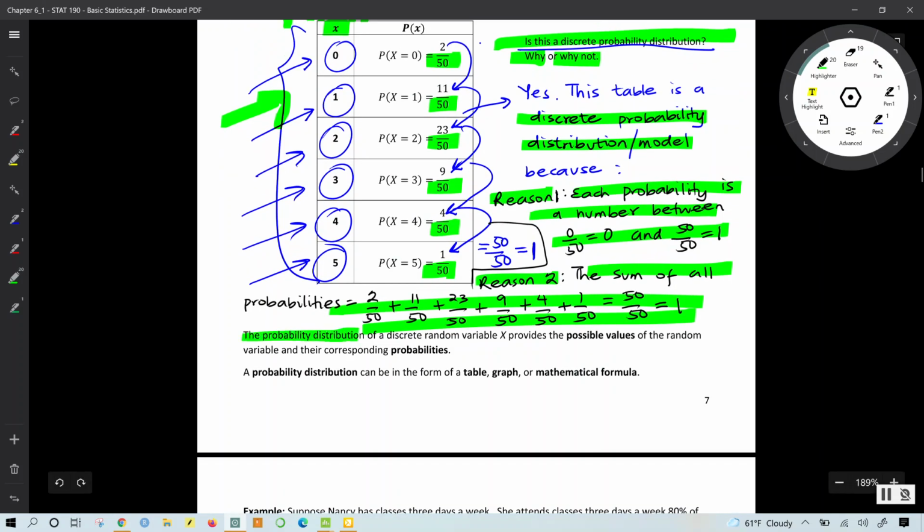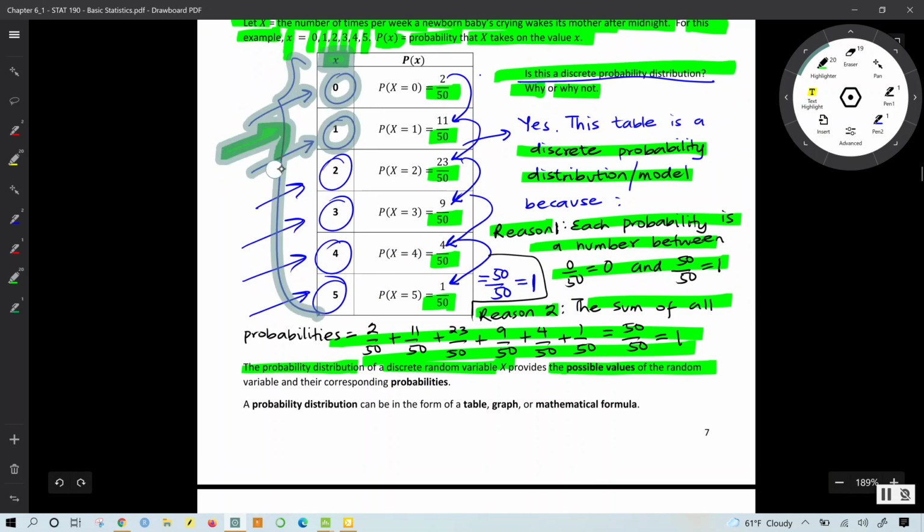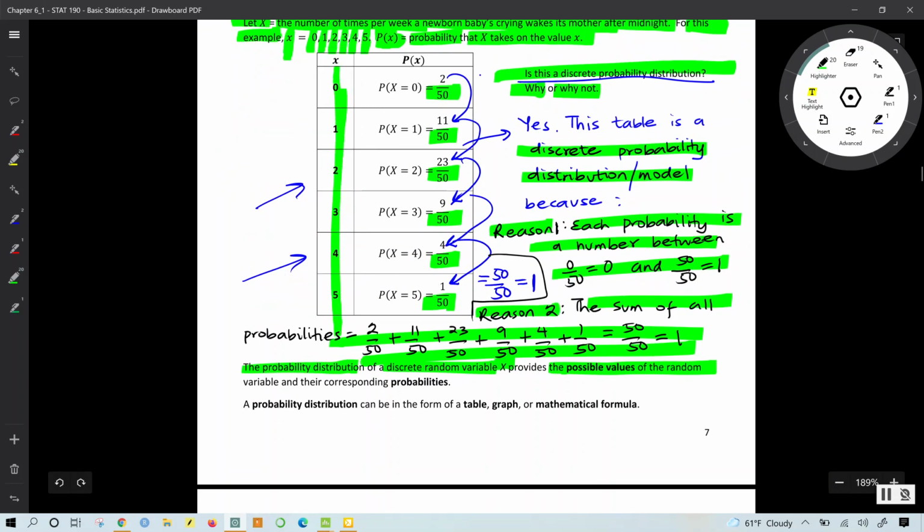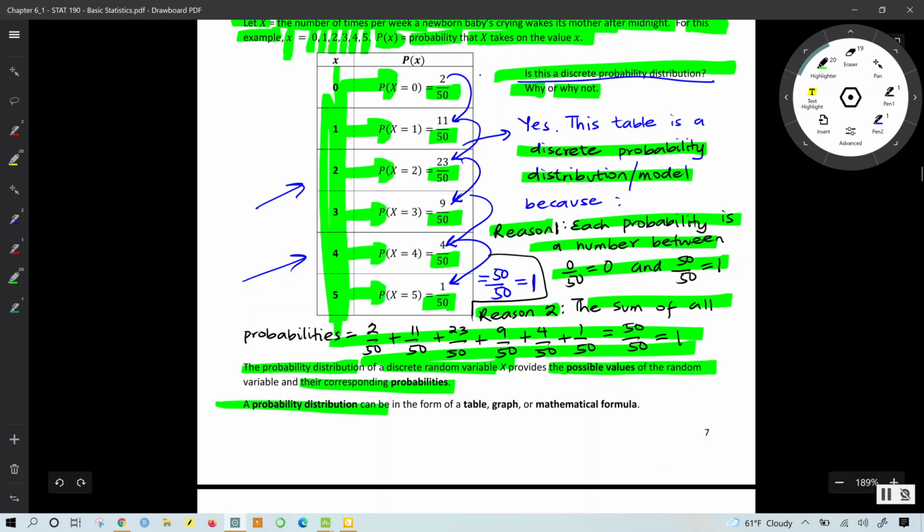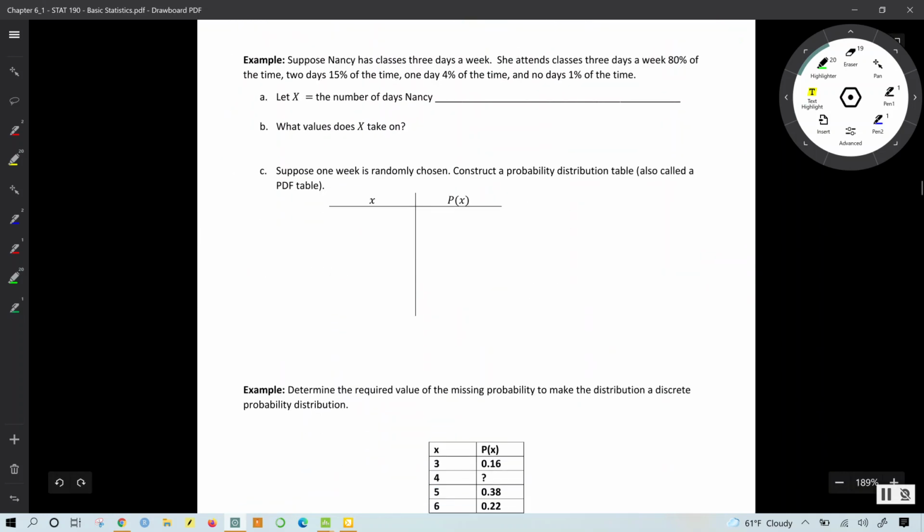So, the probability distribution of a discrete random variable X will provide first the possible values of the random variable, as you can see in this table. These are the possible values of the random variable and their corresponding probabilities: 1, 2, 3, 4, 5, 6. So, a probability distribution model can be in the form of a table, as we saw in this example. Sometimes it can be given by graphs or even a mathematical formula. With that said, let's proceed to the next example.